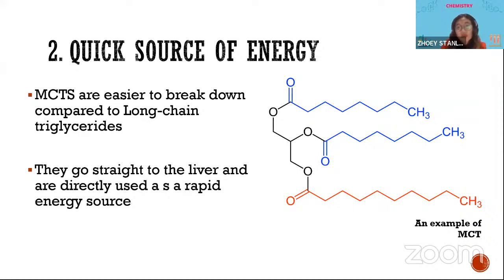It is also a quick source of energy. MCTs or medium chain triglycerides are easier to break down compared to long chain triglycerides. They go straight to the liver and are directly used as a rapid energy source, regardless of the fact that it is a lipid and not a carbohydrate. On this slide, you can see an example of a medium chain triglyceride. Next slide, please.